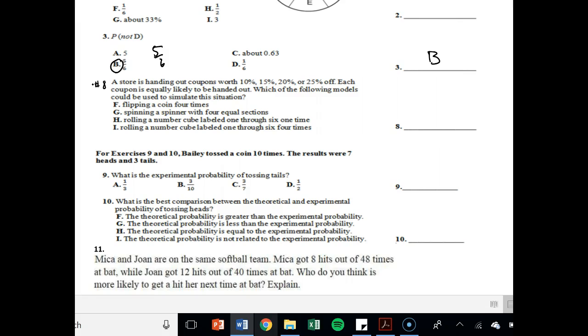So number 9. What is the experimental probability of tossing tails? So for exercises 9 and 10, Bailey tossed a coin 10 times. The results were 7 heads and 3 tails. So the experimental probability of tossing tails was just exactly her results. She got 3 out of 7. In theory, she should get a half, 5 out of 10, but she got 3 out of 10. My fault. That's wrong, incorrect. B should be the answer. 3 out of 10. She got 3 tails in 10 tosses.